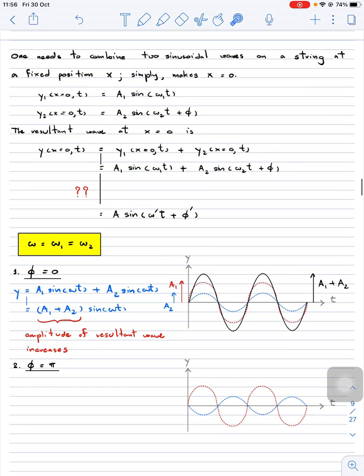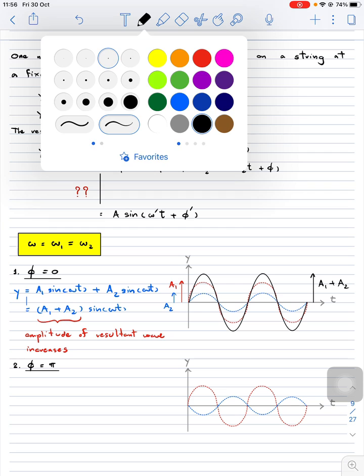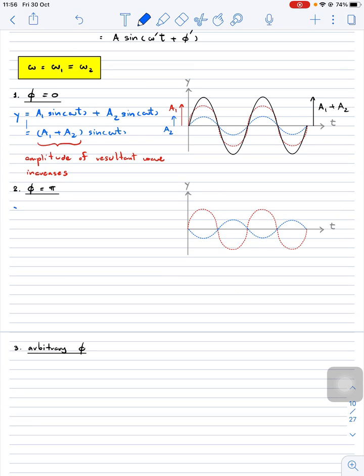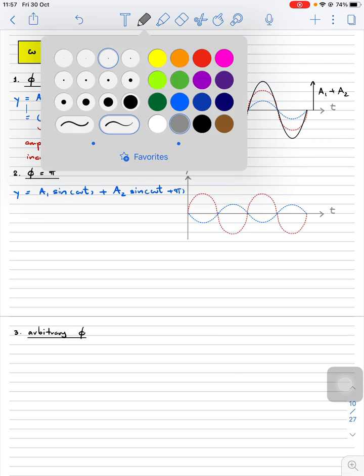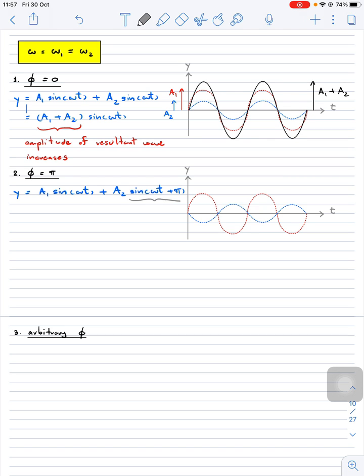So in this case, if phi is equal to pi, then we're going to have that y is equal to A1 times the sine of omega t, and then plus A2 times the sine of omega t plus pi. Okay, so what is the sine of omega t plus pi? It is equal to the negative of the sine of omega t.